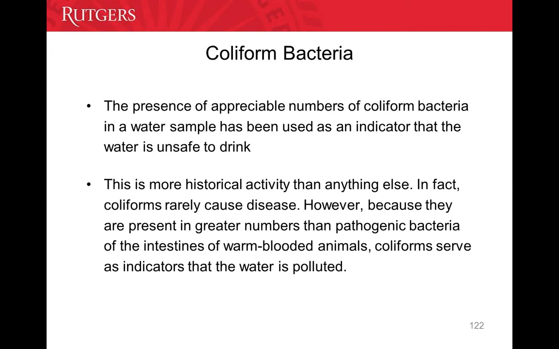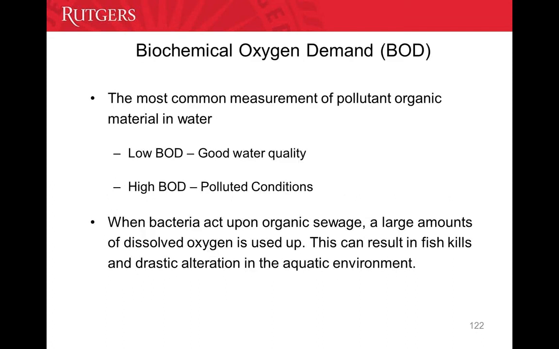The presence of appreciable numbers of coliform bacteria in a water sample is an indicator. It's interesting because coliforms themselves really aren't that big a problem, but they're an indicator. They're an indicator because they are present in great numbers with pathogenic bacteria in the intestines of warm-blooded animals. So if you have high levels, it tells you the water is polluted.